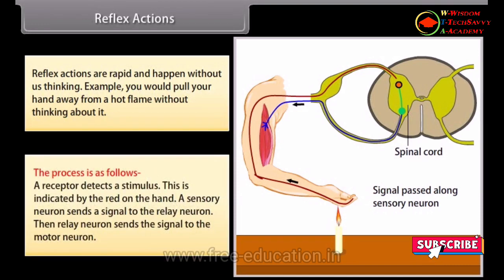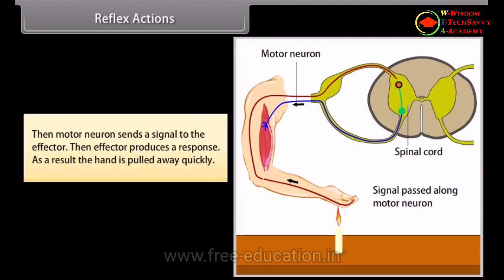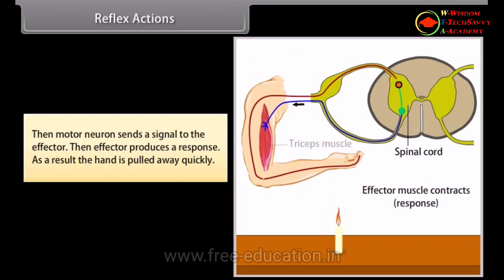The process is as follows. A receptor detects a stimulus. This is indicated by the red on the hand. A sensory neuron sends a signal to the relay neuron. Then relay neuron sends the signal to the motor neuron. Then motor neuron sends a signal to the effector. Then effector produces a response. As a result, the hand is pulled away quickly.